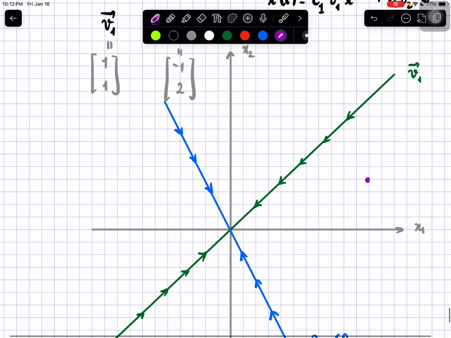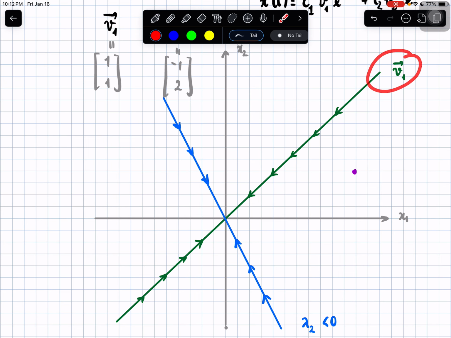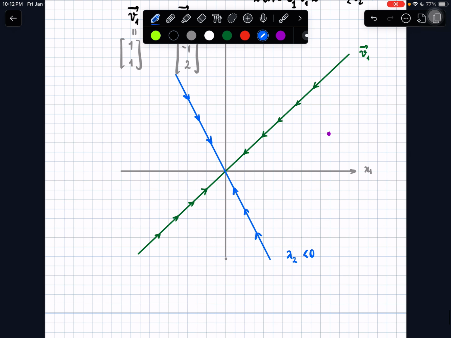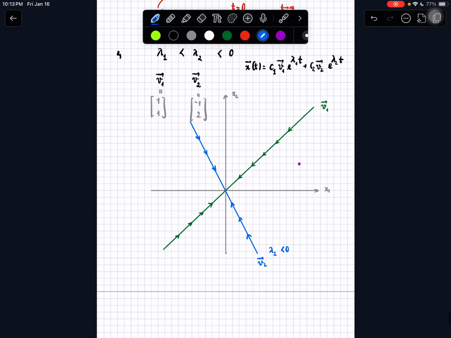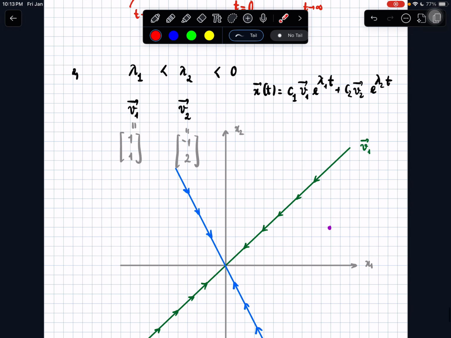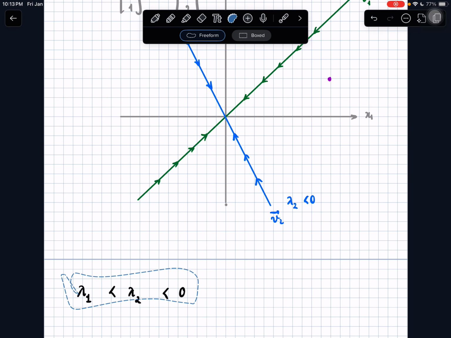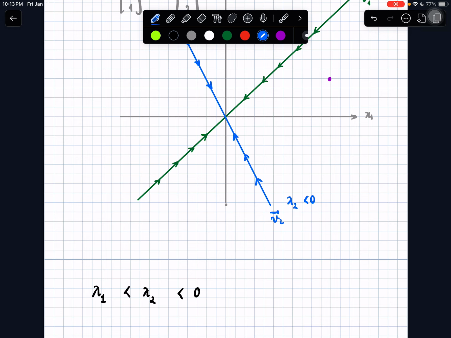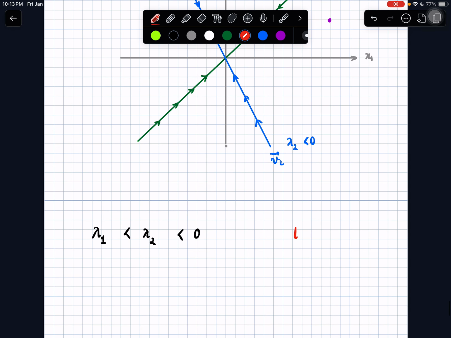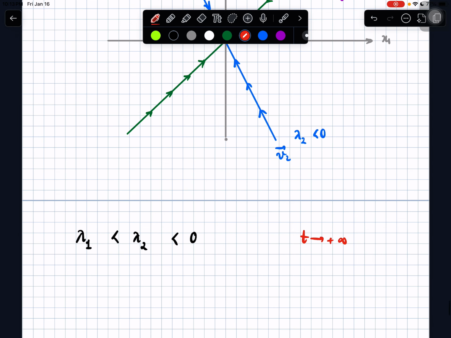But which one does it follow? Which one is it dominated by? Here's v2. v1 corresponds to lambda 1. Lambda 1 is less than lambda 2, and lambda 2 is less than 0. This goes to infinity. In particular, t is positive.